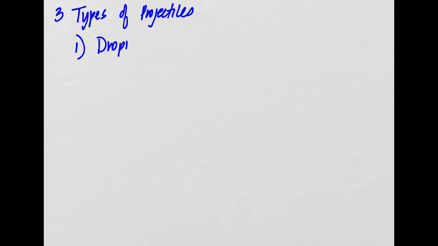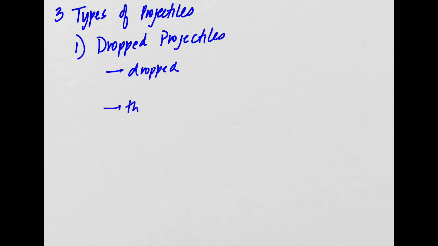Okay, so the 3 main types. First, we have dropped projectiles, which follow the same patterns as the other 2 types of projectiles we're going to talk about, but we already did this. Do you remember when we were talking about dropped objects? We have two types. We have dropped, or we have thrown. And remember, we did this in, I think, the first unit. We did this a long time ago.